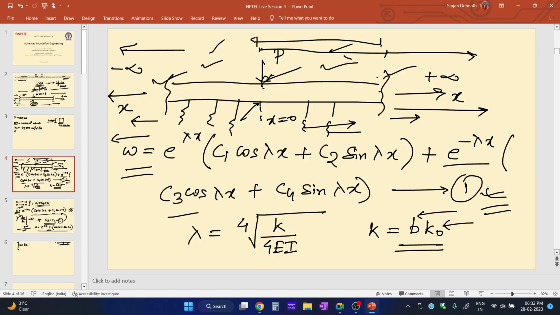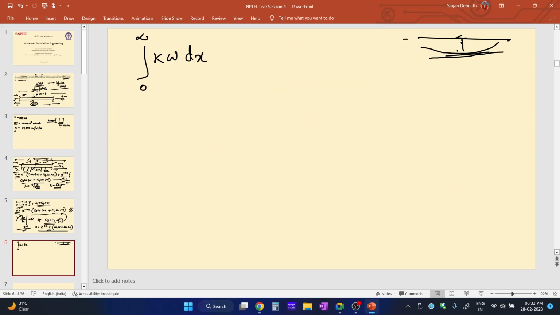Since P is acting at the middle, for the left hand part P by 2 is acting, and for the right hand part P by 2 is acting. So P by 2 is getting counteracted by the reaction forces, k w integrated from 0 to infinity. So this will be P by 2. Have you understood this concept which I am trying to say?